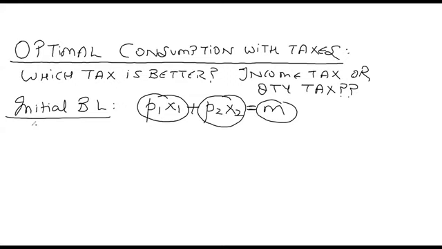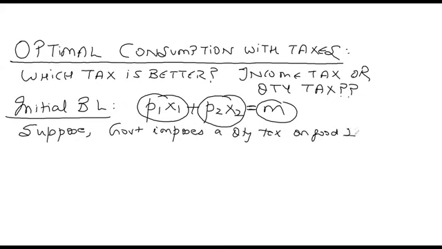Now suppose the government imposes a quantity tax on good 1 at rupees T per unit. What will be the new budget line?